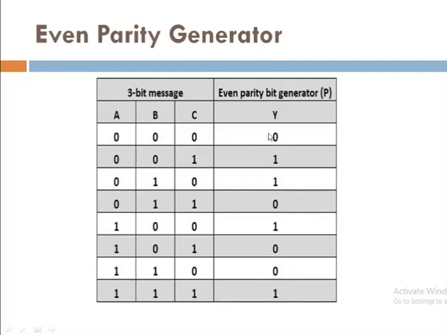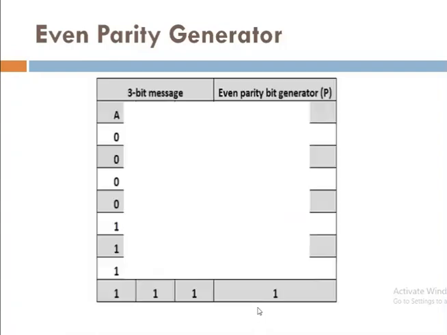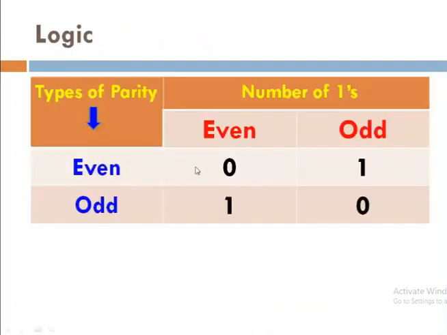Now we need to calculate the output part. For calculating the output part, you have to use this logic. We are trying to implement the even parity. So if the number of ones is even, the output bit will be a 0. If the number of ones is odd, then the output will be a 1.